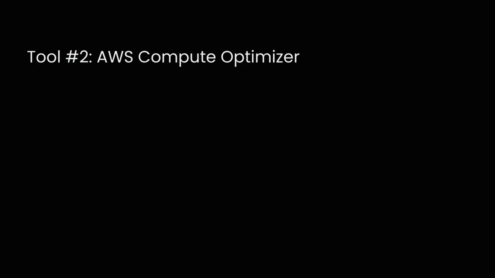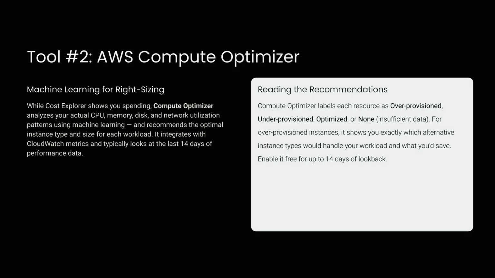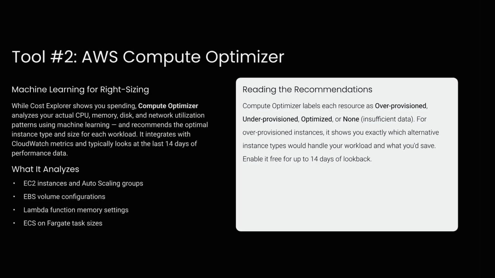Tool number 2 is AWS Compute Optimizer. It uses machine learning to analyze utilization patterns and recommend the optimal instance size. Recommendations are labeled as over-provisioned, under-provisioned, optimized, or none. It analyzes EC2, EBS, Lambda, and ECS resources.